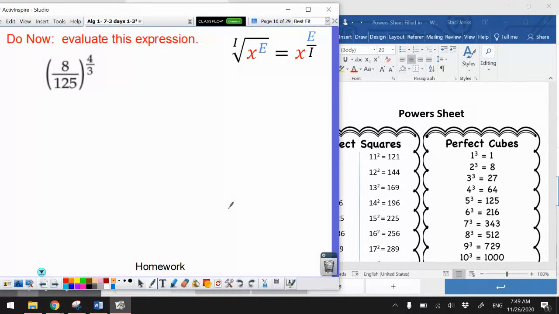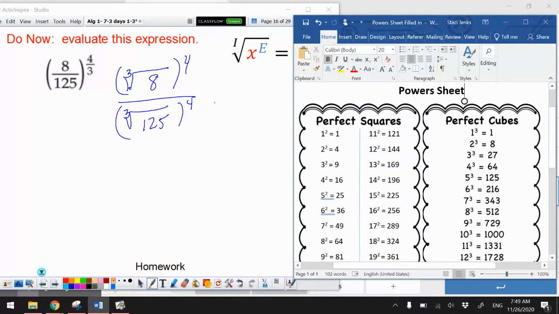Okay, let's see how you did. So the first thing I'm going to do is write this in radical form on the top and the bottom so I know what I'm dealing with. So my radicand is an 8 and I have a 5 and I'm looking for third powers and I'm going to raise them to a power of 4. So we're looking at third roots.